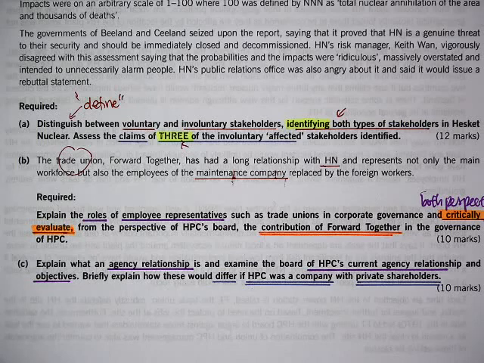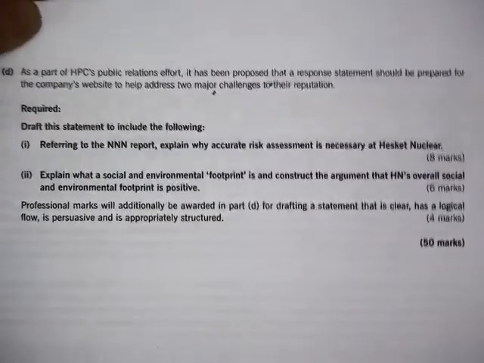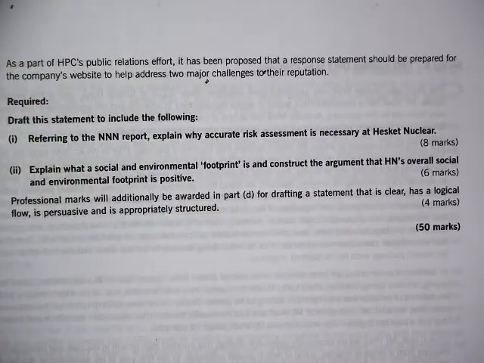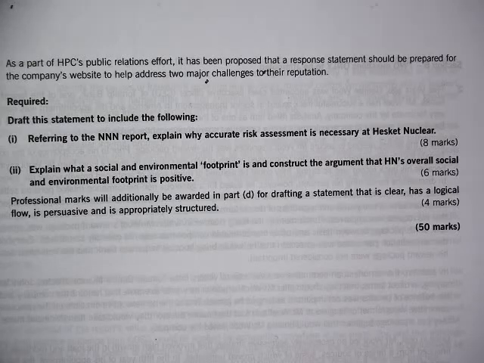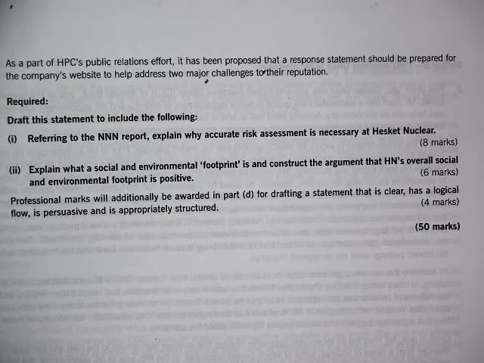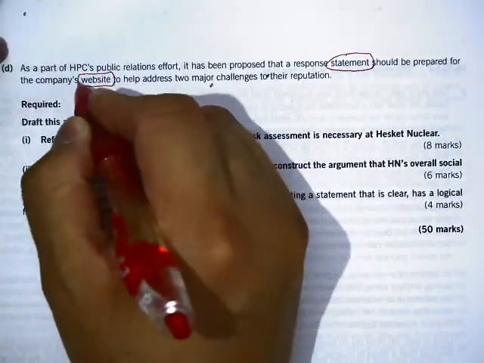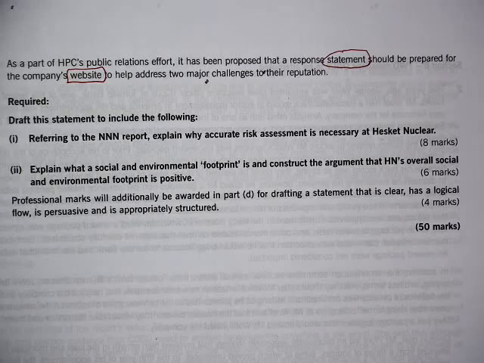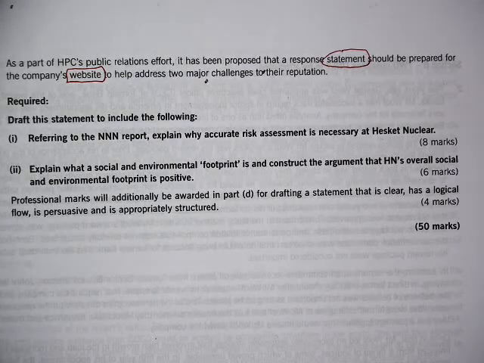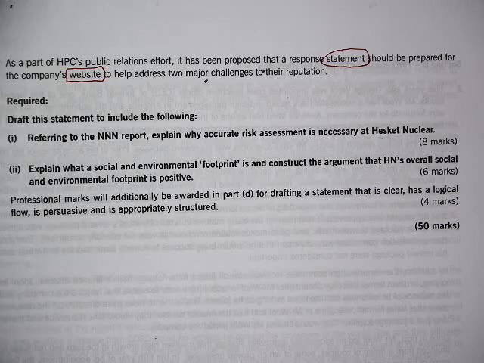What must you do? Critically evaluate means you must argue from both perspectives. So critically evaluate must have both perspectives. You must see from two different angles. Now, critically evaluate from the perspective of the board the contribution of Forward Together. Why do you think that they are good? And why do you think that they are not good? It must have yin and yang.